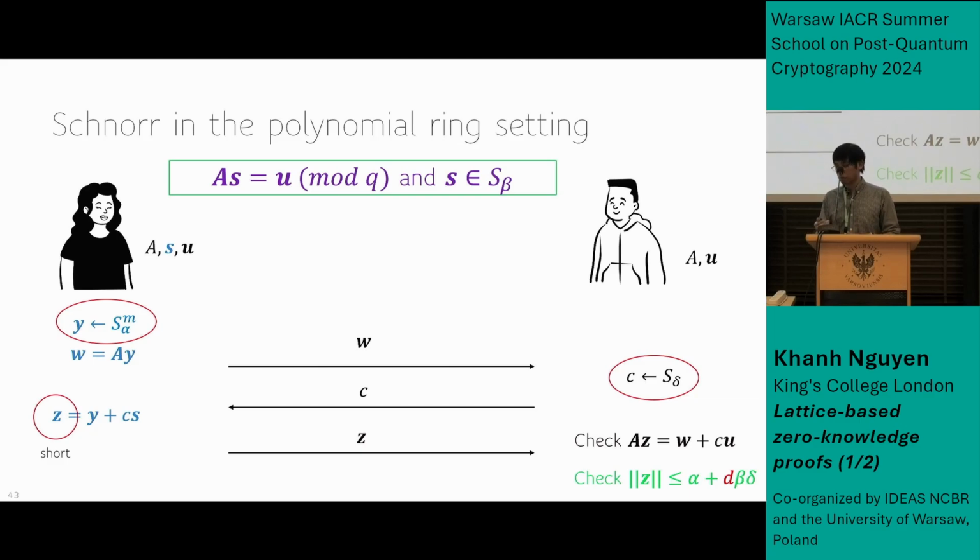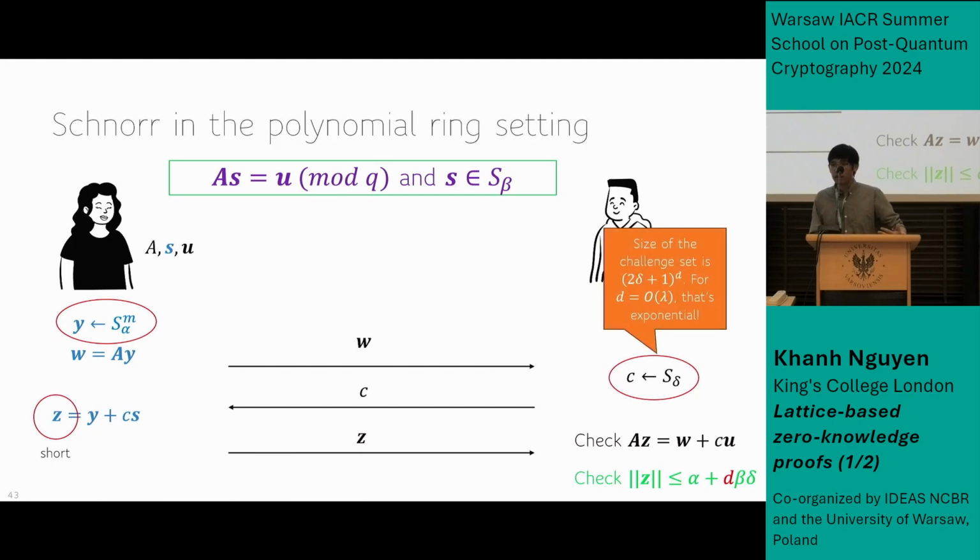Okay, so the change here is that the challenge space is not just 2 delta plus 1, but it's (2 delta plus 1) to the d. So this polynomial ring structure allows us to have an exponential challenge space. In particular, at least for simple attacks, we can get negligible soundness.